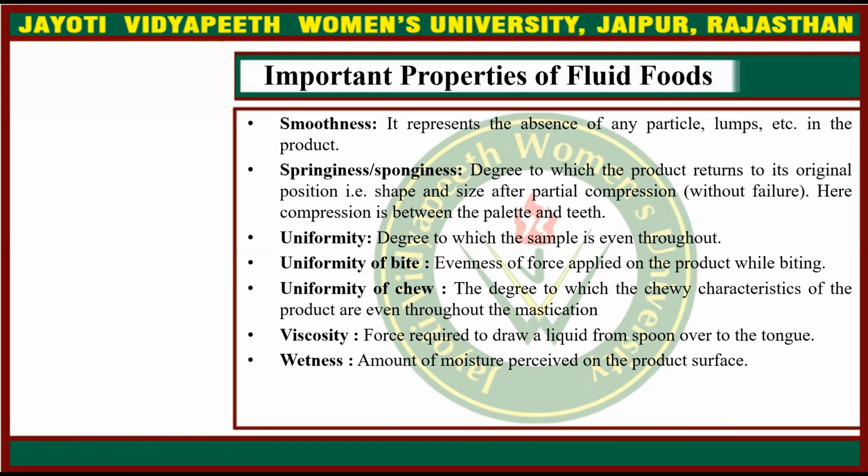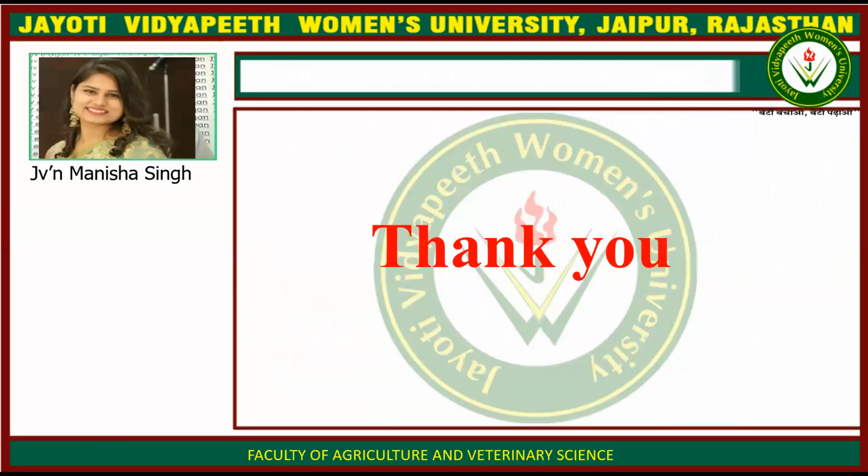Then springiness and sponginess: degree to which the product returns to its original position, that is, shape and size, after partial compression without failure. Here compression is between the palate and the teeth. Uniformity: degree to which the sample is even throughout. Uniformity of bite: evenness of force applied on the food product while biting. Then uniformity of chew: the degree to which the chew characteristics of the product are even throughout the mastication. Viscosity: force required to draw a liquid from the spoon over to the tongue. Wetness is the amount of moisture perceived on the product surface.